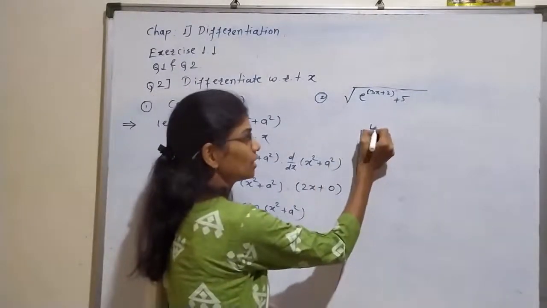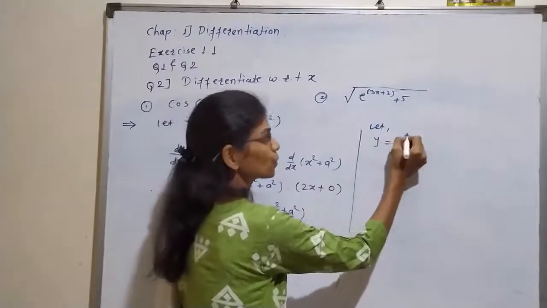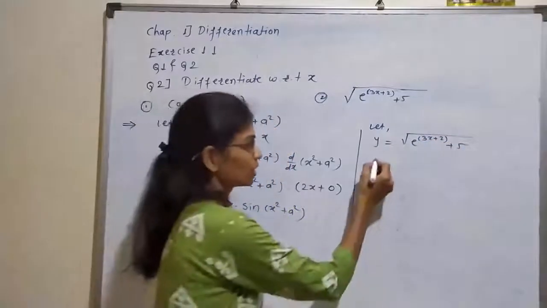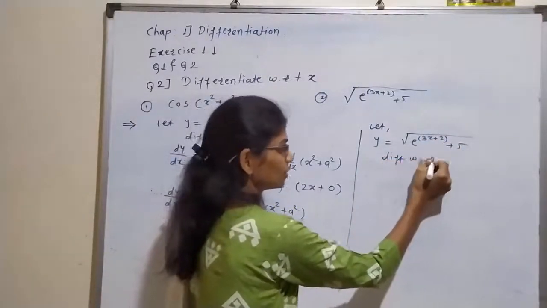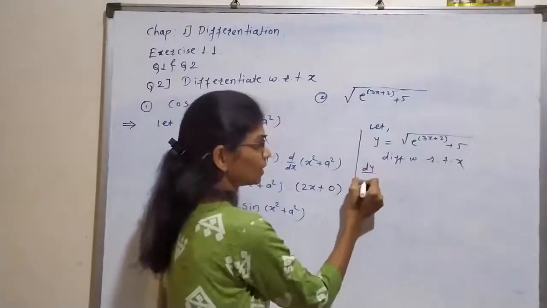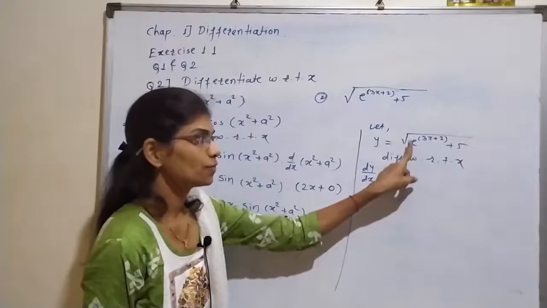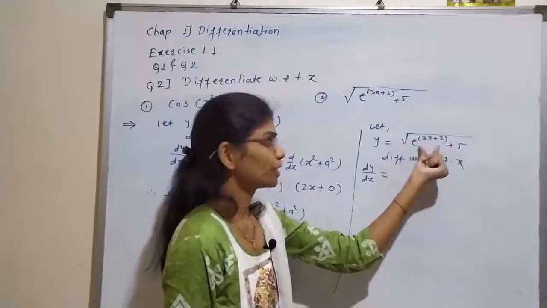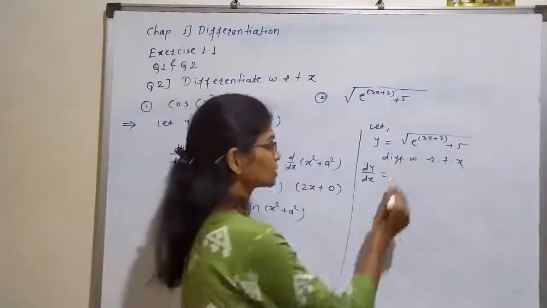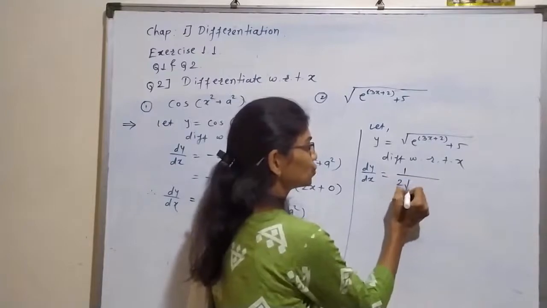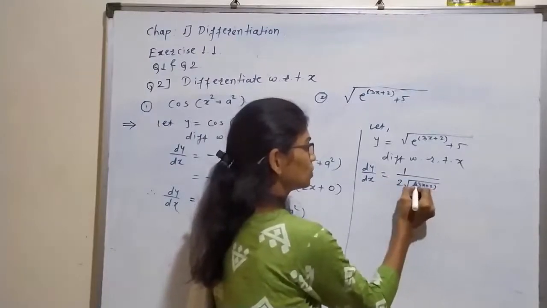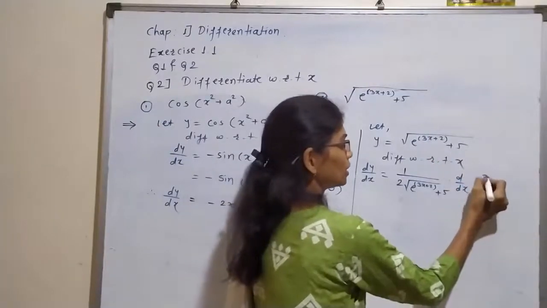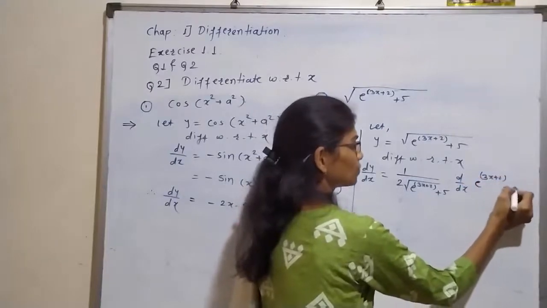The second question is: consider y equals square root of e raised to 3x plus 2, plus 5. Differentiate it with respect to x. That is why dy by dx is equal to the derivative of root x, which is 1 by 2 root x, taking the whole term as x. So it is 1 divided by 2 into root of e raised to 3x plus 2 plus 5, into the derivative of the main function e raised to 3x plus 2 plus 5.